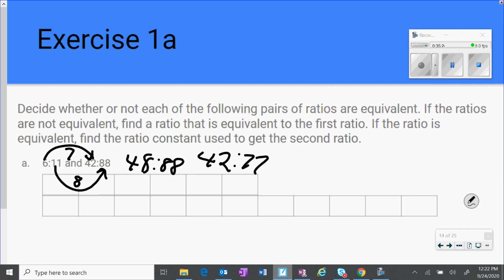Or you can do what Mr. Moore always says and just multiply both sides by 2, which gives you what? That's an equivalent fraction, right? Or equivalent ratio, I'm sorry, I keep getting mixed up there. Equivalent ratio, because all you did was take 6 to 11 and multiply both sides by 2.